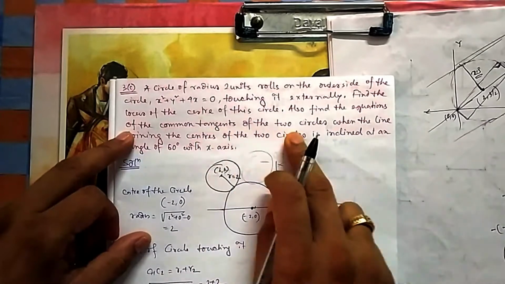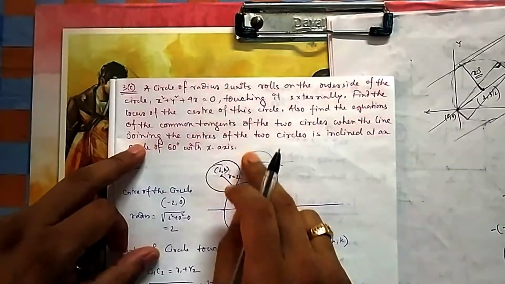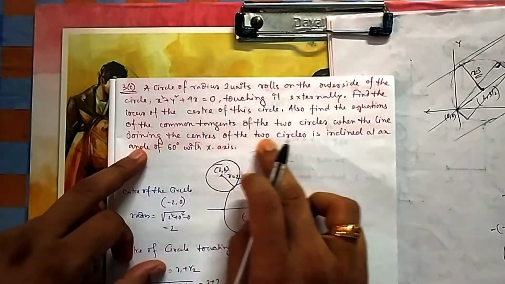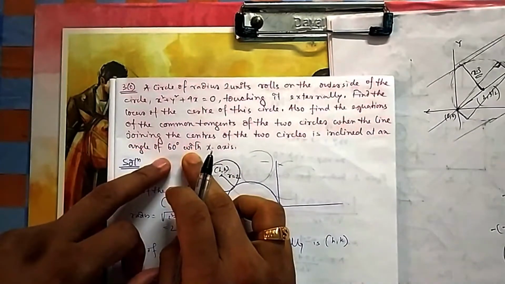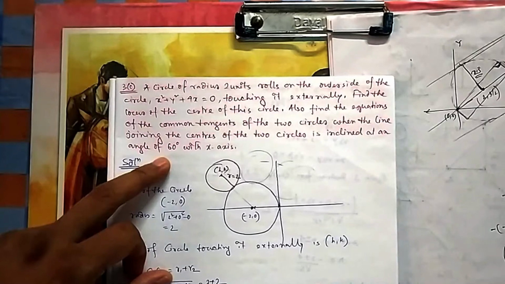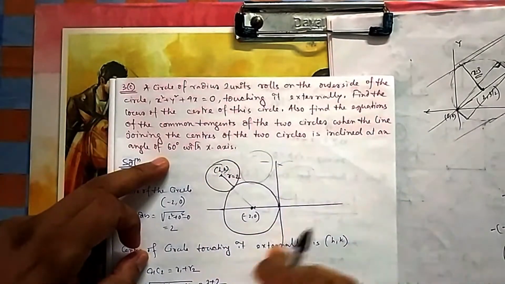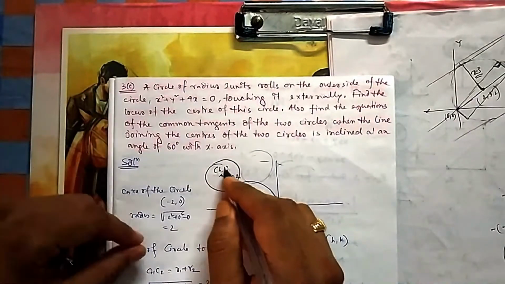Also find the equation of the common tangent of the two circles when the line joining the centers is inclined at an angle 60 degrees to the x-axis. So that portion I am coming to later. So first let us find the equation of the locus of that center. Because you need the locus of this one, let us take this as (h, k).